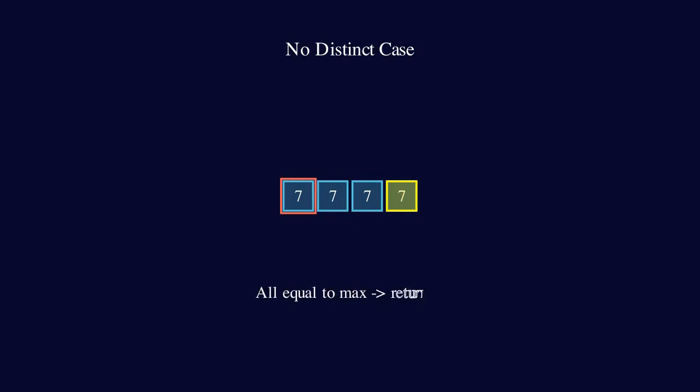If you reach the start without finding a smaller value, it means every element is equal to the maximum. There isn't a second largest distinct number in this array. In that case, return -1 to signal that no distinct second maximum exists.